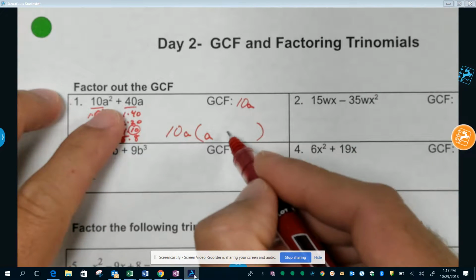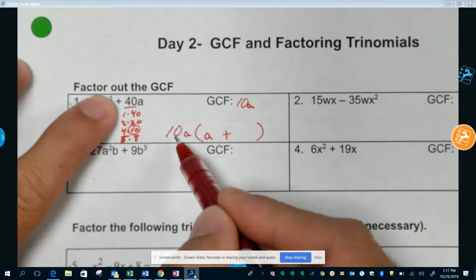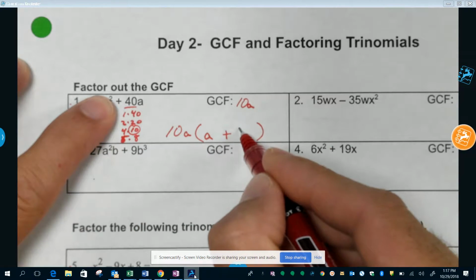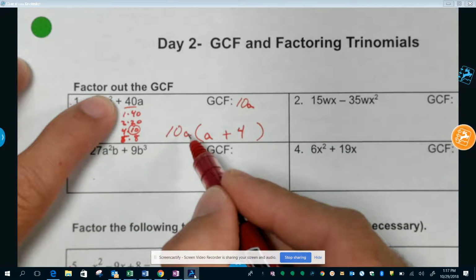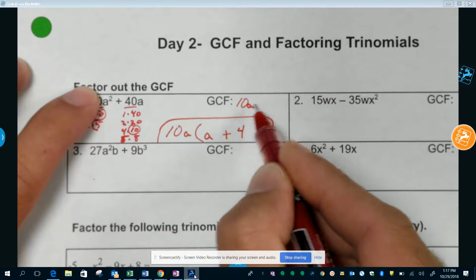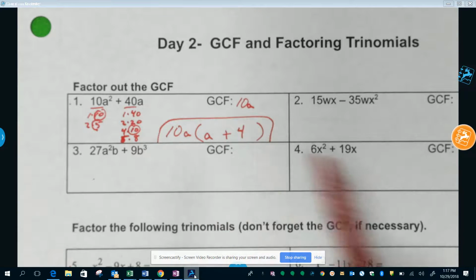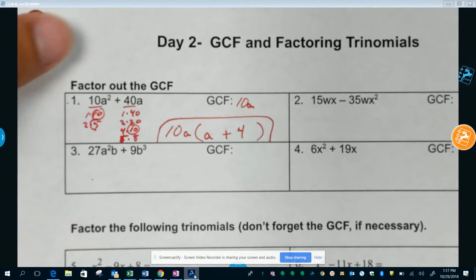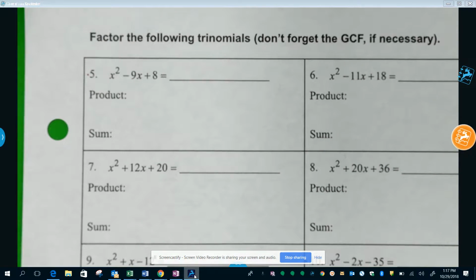And then we have a plus. So now what's left over in the second term? We had a 40. We divided it by 10. So that's 4 is left over. We had 1a. We took that 1a out, so there aren't any a's left over. So the GCF there is 10a. So to factor it, you get 10a times a plus 4. All right, so that's finding our GCF. Now, trinomials. Okay, trinomials means we have three terms.